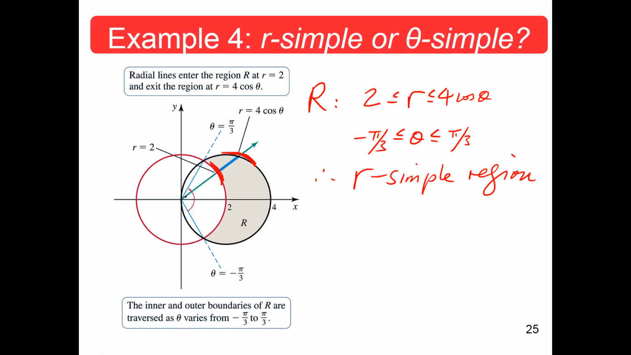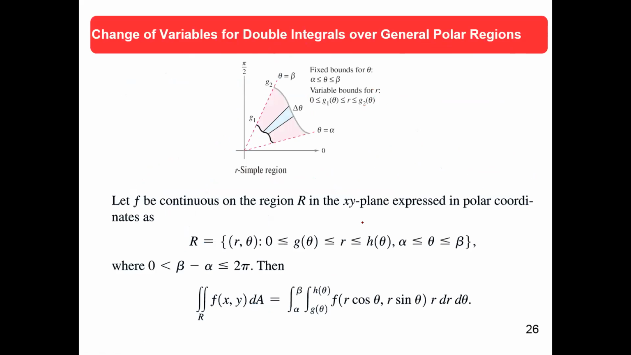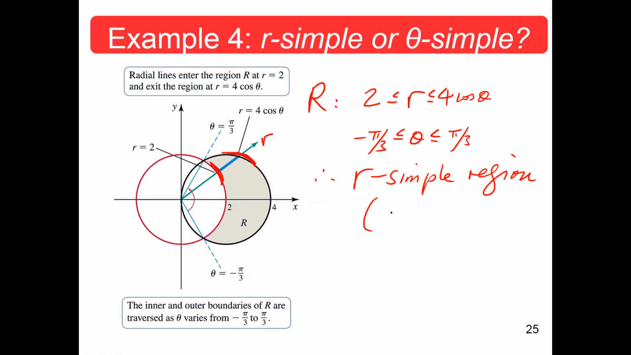You can also tell that I've already sketched this arrow going in the r direction. So it's an easy way to tell that it's an r simple region by looking at the arrow as well. Questions? No. Okay. So in fact, r simple region is pretty common, compared to theta simple region.